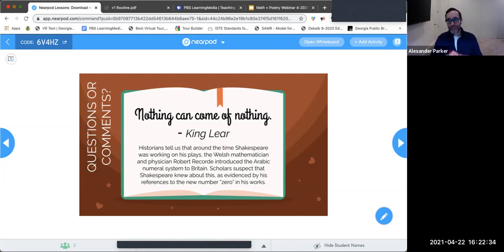So that's just one little snippet into, as always, the genius of Shakespeare, always playing with what for those times were cutting edge ideas. Another little historical footnote, Robert Record is also said to have been the person who introduced two symbols into mathematical annotation, namely the equal sign and the plus sign. So a remarkable man. Tracy?